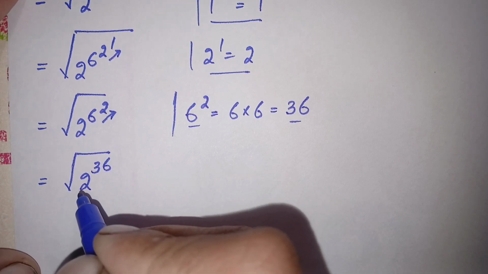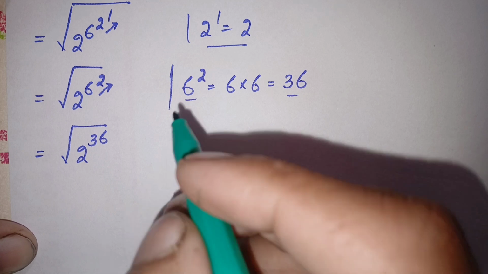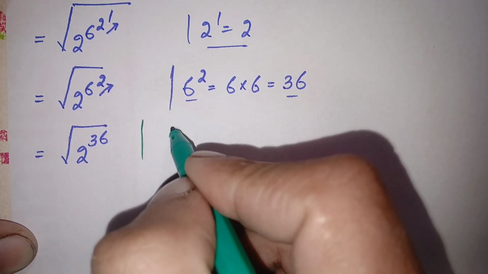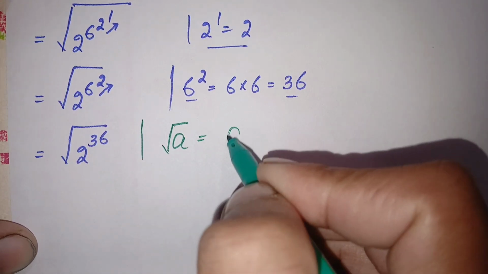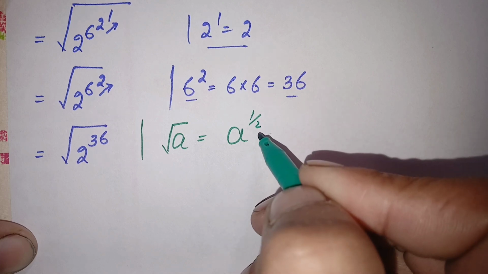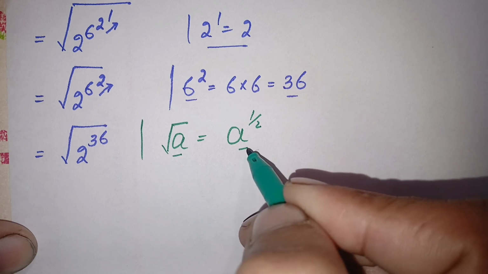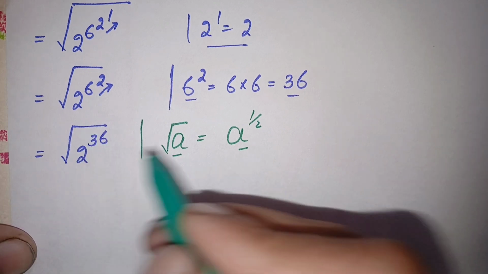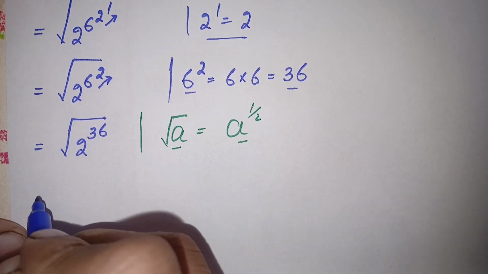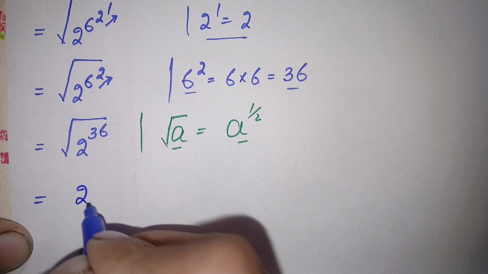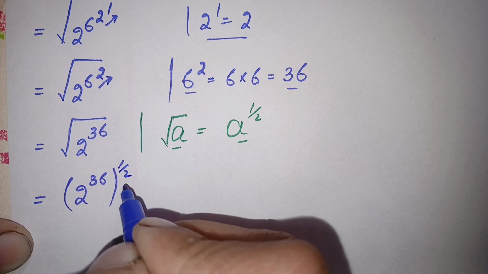Now in this step we will use a radical property. We can write the radical of any number a in exponential form as a raised to power 1 over 2, or half. This is the radical form of any number, and this is the exponential form of that number. So here we will change this radical to its exponential form, having 1 over 2 in the power. So this will become 2 raised to power 36, whole raised to power 1 by 2.